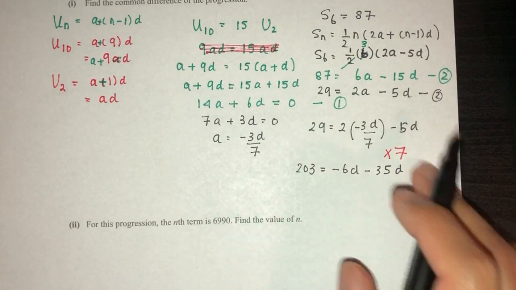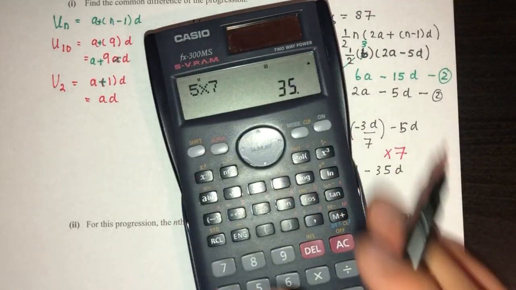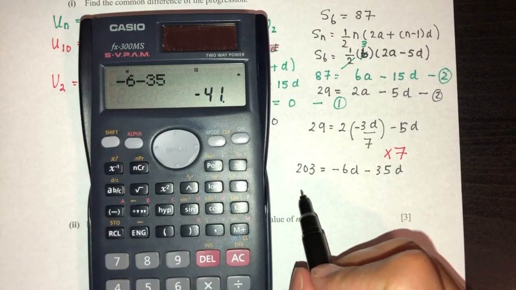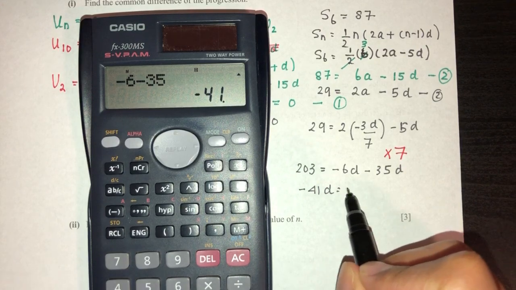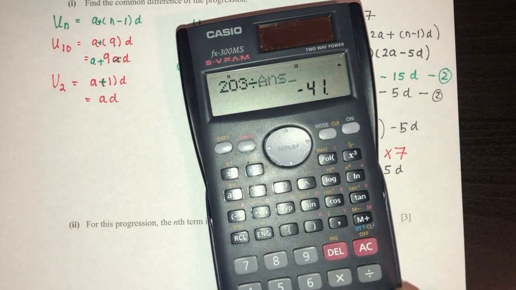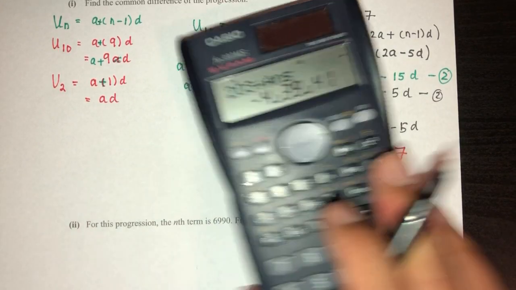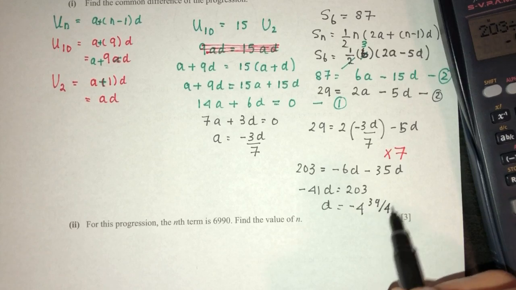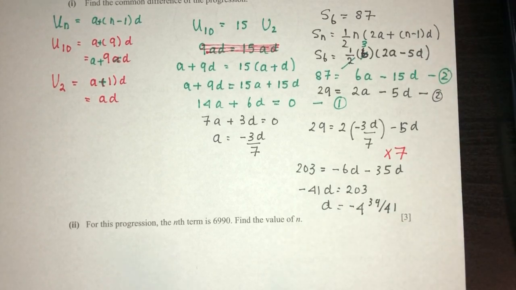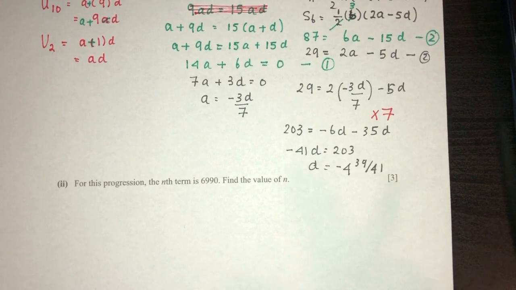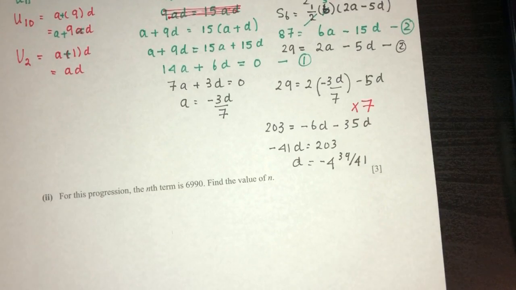Now let's simplify. Minus 6 minus 35 should be 41. So minus 41d, 203. d will be what? 203 divided by the answer should be minus something, 41. I feel like there must be something wrong because it's not exact. So I feel like there must be a mistake somewhere. Let me double check that on a piece of paper. So let's see what happens, okay?